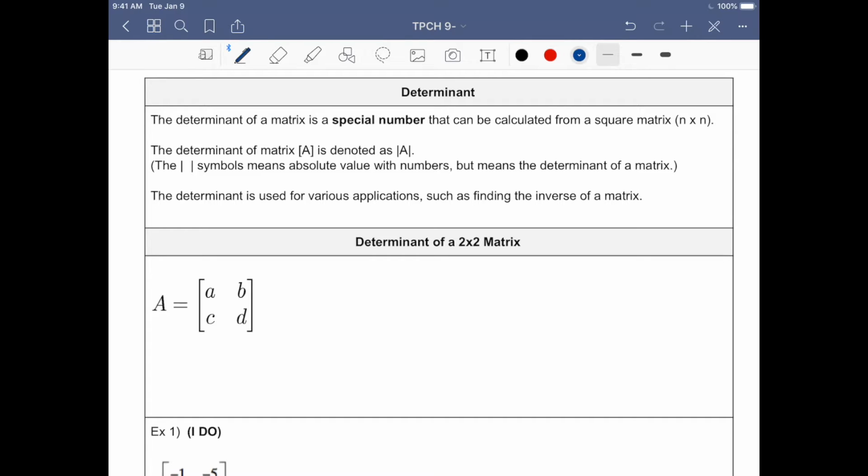Those absolute value symbols will mean just the absolute value of numbers, but mean the determinant when it comes to matrices. It also means magnitude when it comes to vectors. The determinant is used for various applications, such as finding the inverse of a matrix.